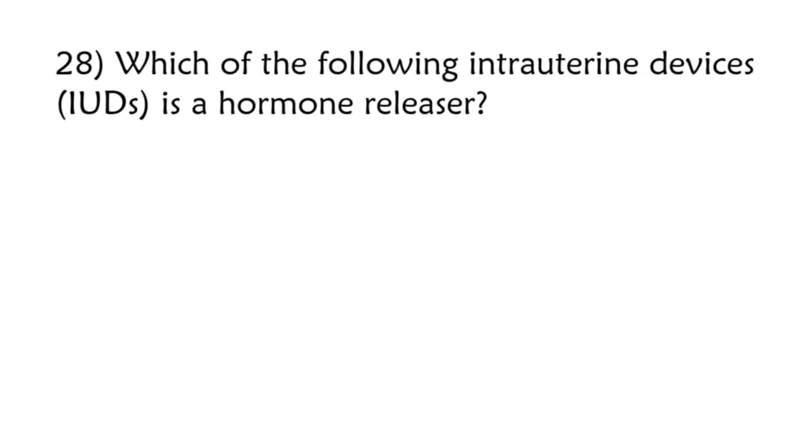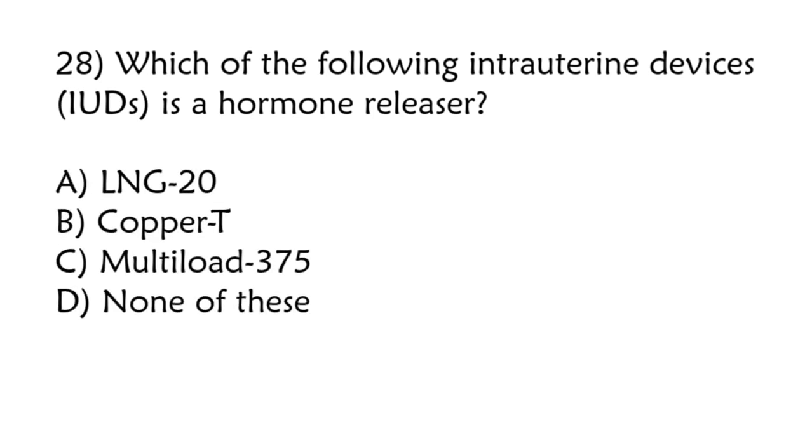Which of the following intrauterine devices is a hormone releaser? LNG20, copper T, multi-load 375, none of these. Correct answer is option A, LNG20.